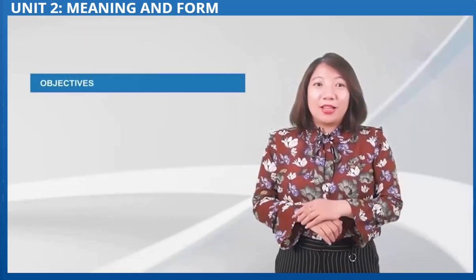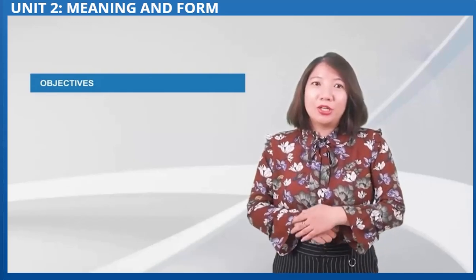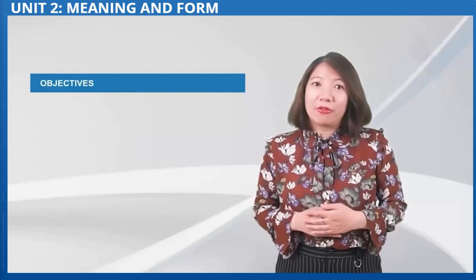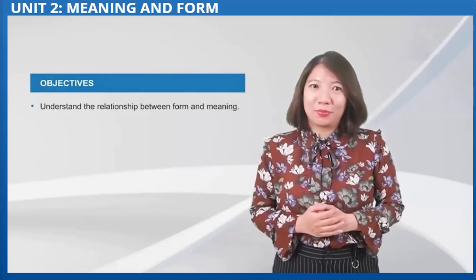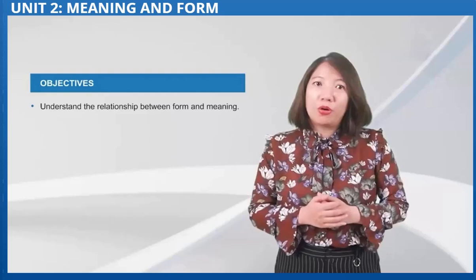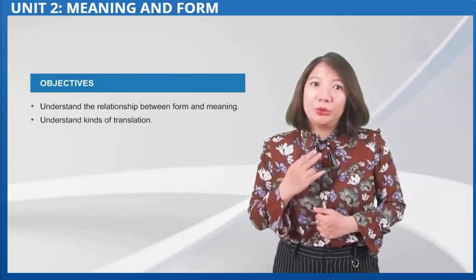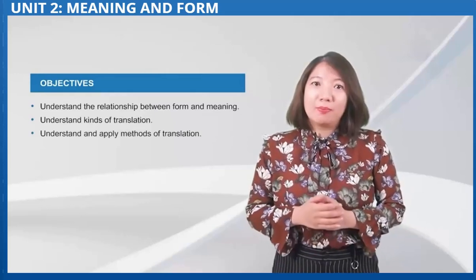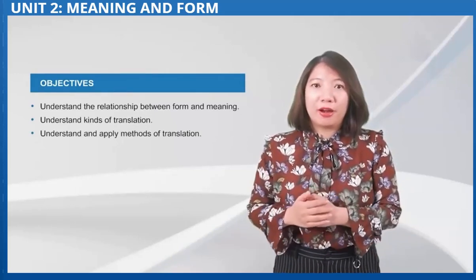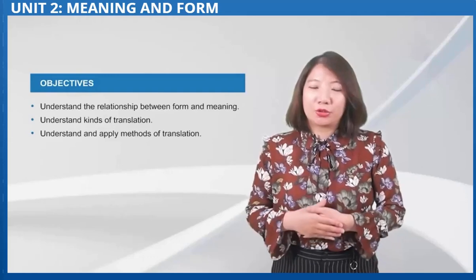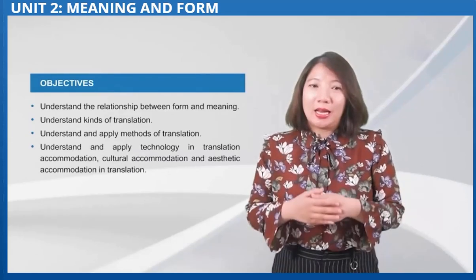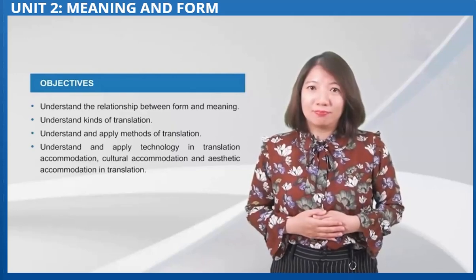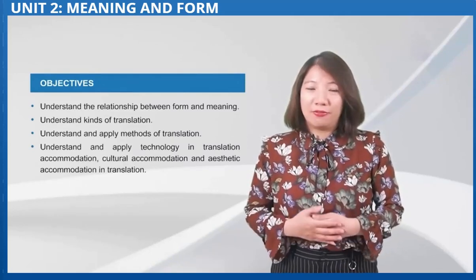Alright, now let's look at the objectives of the lesson. What do you learn from this lesson? Firstly, the lesson will help you to understand the relationship between form and meaning. After the lesson, you will also be able to understand two kinds of translation. The next part will discuss the methods of translation, which is a very big content of translation study. In the next part, we talk about technology in translation. And that is the content of the lesson.